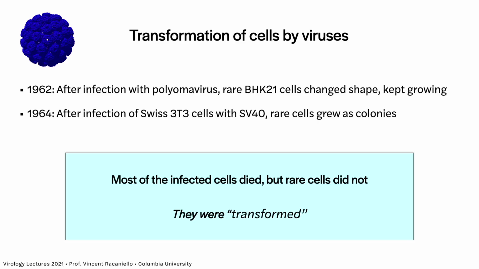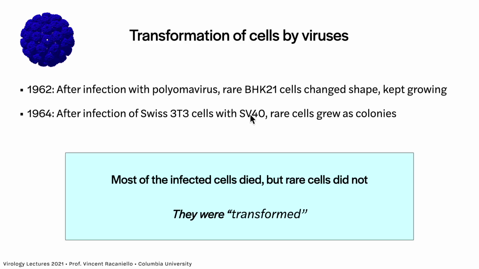A few other early events in transformation of cells by viruses. In 1962, it was shown that you could take Polyomavirus and infect baby hamster kidney cells. They change their shape. They keep growing. 1964, SV40 could infect mouse cells. They're called 3T3 cells, and rare cells grew out as colonies.